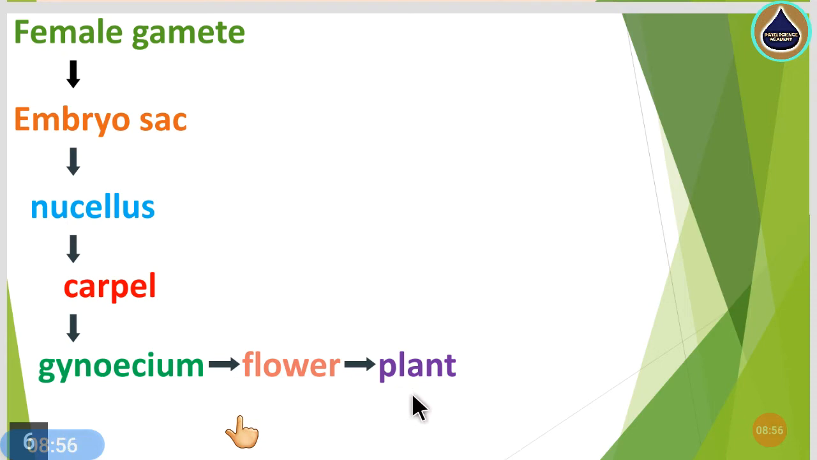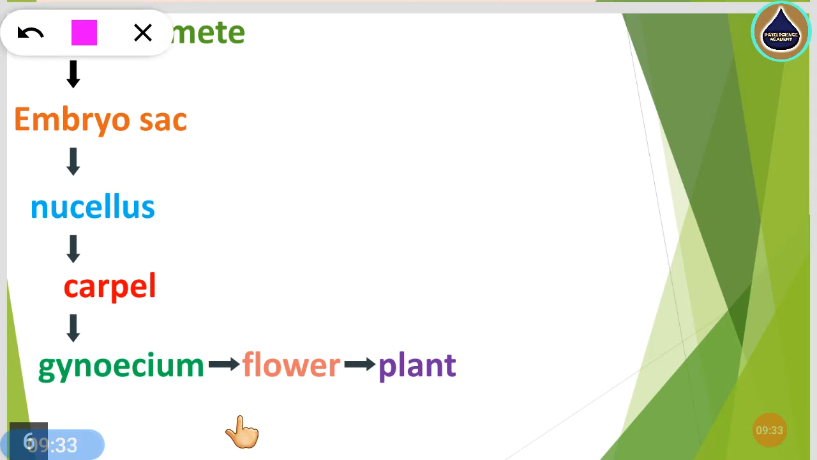So I hope it is clear in your mind. Let's see one more time. The plant has a flower, and the flower has a female reproductive sexual part. It is called the gynoecium, and a single unit of the gynoecium is called the carpel, and the carpel contains the nucellus, and in the nucellus there is the embryo sac, and in the embryo sac there is an 8 cell structure, out of which one cell is called the female gamete, that is called the egg.